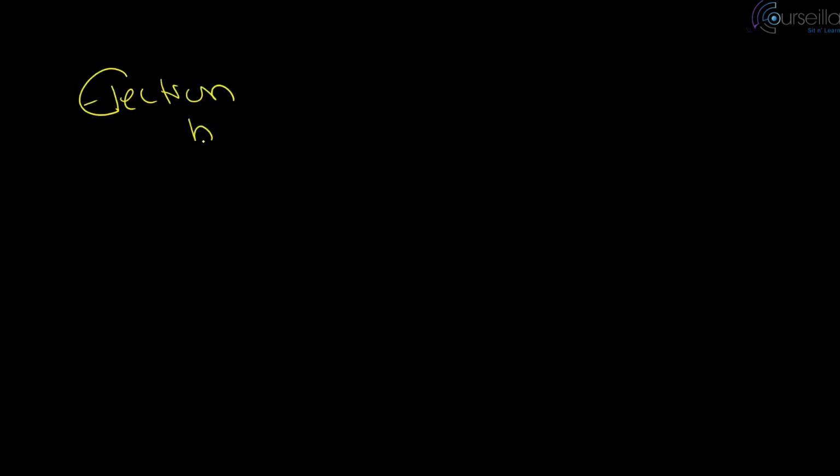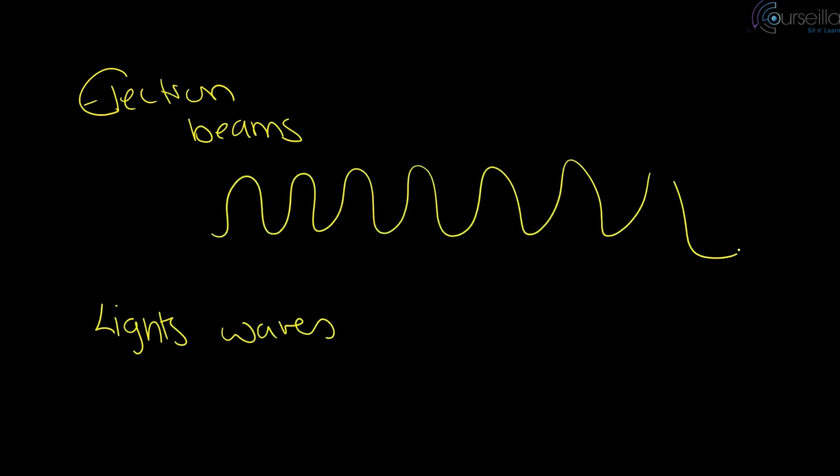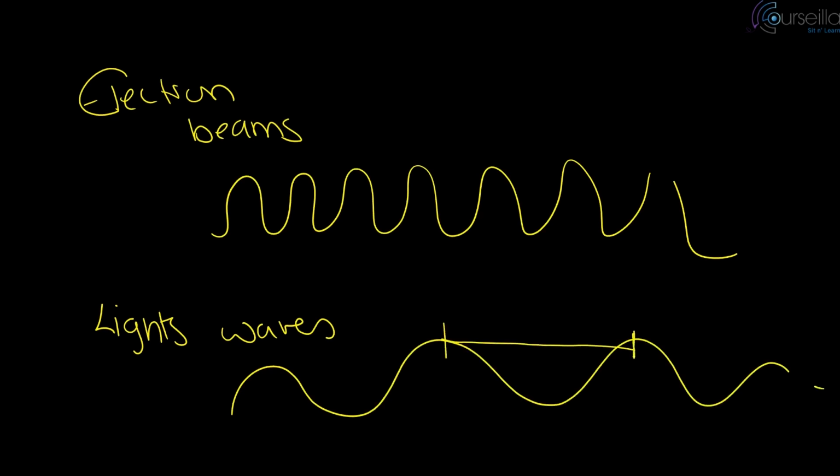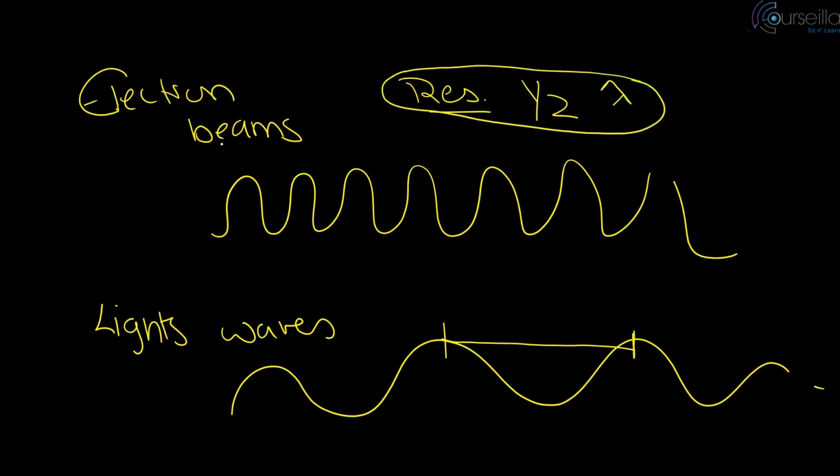Excellent. Someone said here that the electron microscope has high resolution. This is very good. You need to understand the term. If we are looking at electron beams and light waves, the electron beams look like that. And the light waves have a longer wavelength and less frequency. And the resolution is half the wavelength. What is the wavelength of an electron beam, and what is the resolution of an electron microscope?